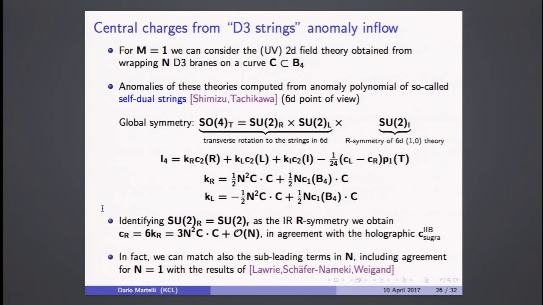One can also extract c_L minus c_R, but I have not written it. So we have this k_R and k_L. In this way, we can actually extract c_R by taking this expression here for k_R. And of course, it will match in agreement with the holographic computation. Actually, the agreement that we get is also at subleading orders, including order n equal 1, which was computed explicitly in this paper by some of my collaborators. Right, so we can get some agreement in this way.